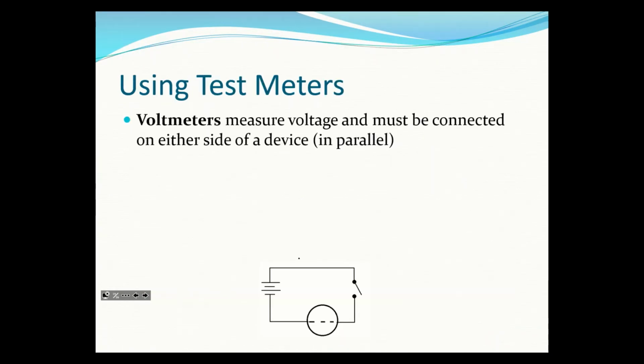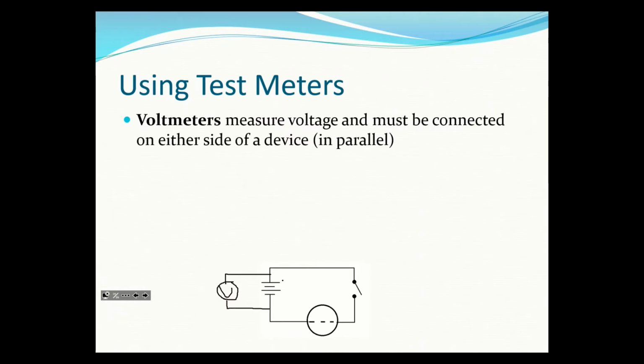Okay, so we're not really going to get a chance to use these in person, but I do have a little online lab that you can do. So voltmeters measure voltage and must be connected on either side of the device, so they must be connected in parallel. So if I wanted to measure the voltage of this circuit down here, I have to connect my voltmeter in parallel, meaning I have to give my voltmeter its own little circuit.